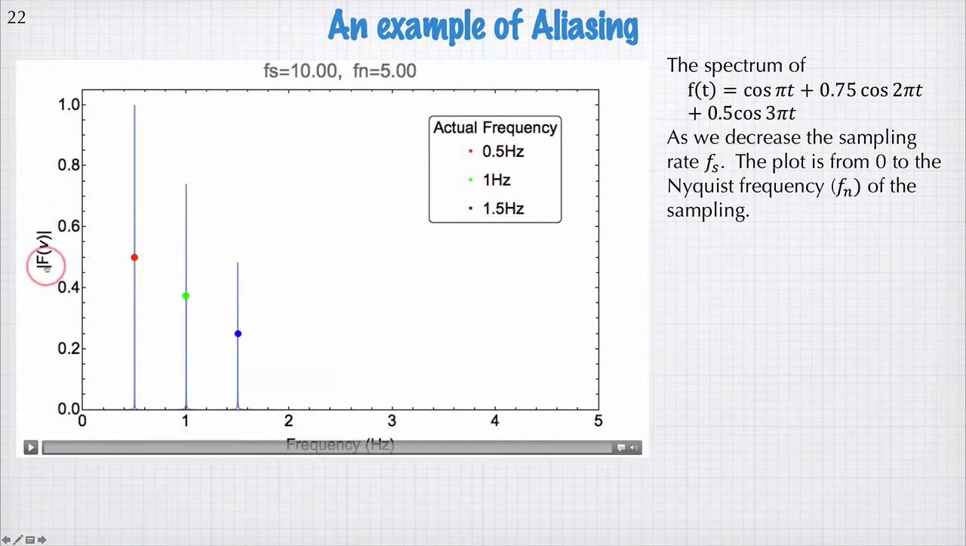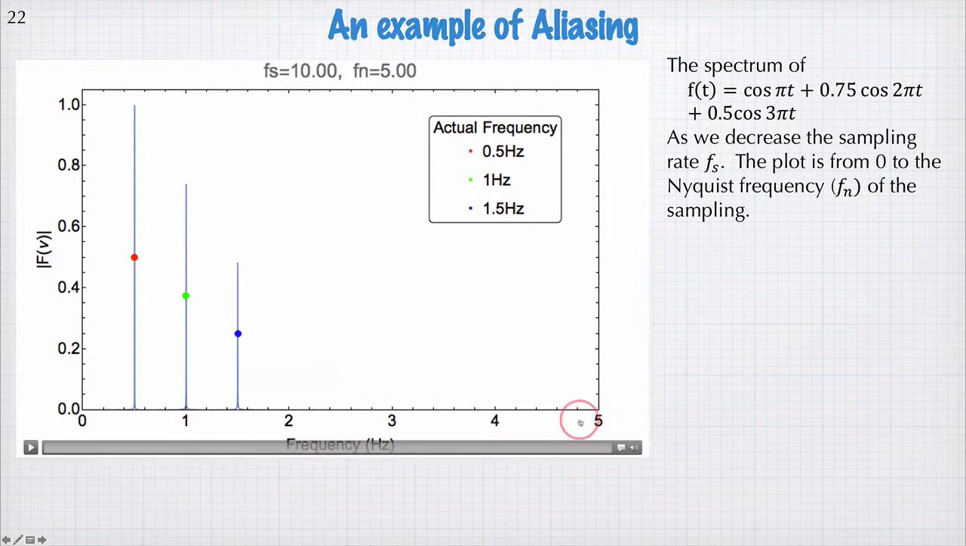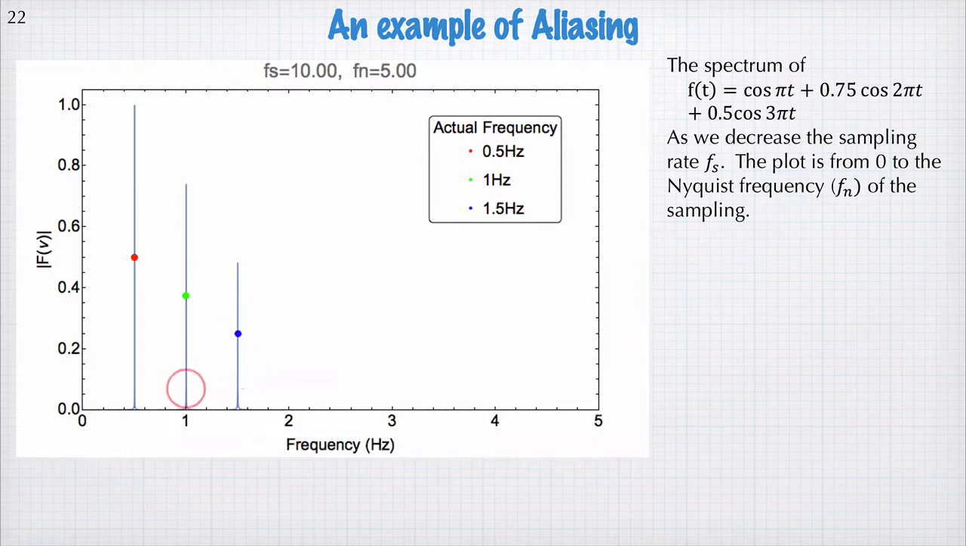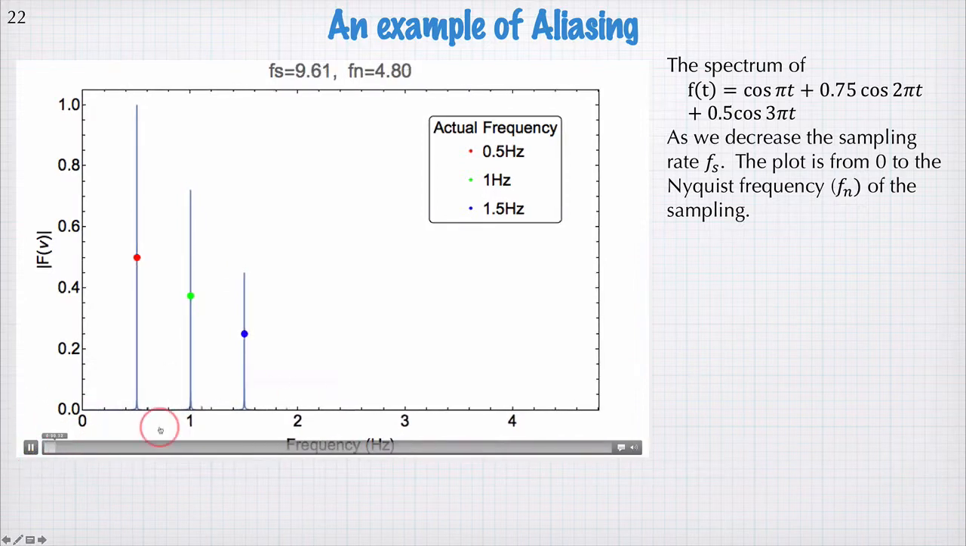And here I've just plotted the absolute value of the Fourier transform between 0 and this frequency here, which is the Nyquist frequency I'm using to sample the data. And so if the Nyquist frequency here is 5 Hertz, then I've sampled my data correctly, and each of these frequencies here appears in the right place. Now, if we decrease the sampling rate, then the Nyquist frequency will also decrease. So let's see what happens to these peaks as we do that.